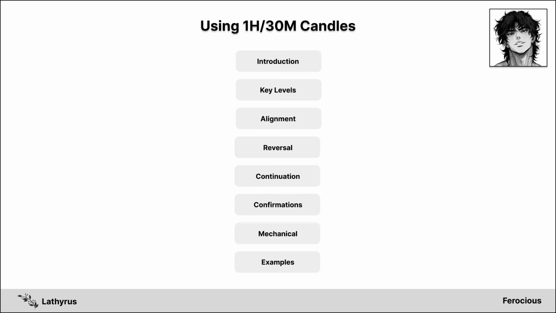Before I move on, I want to say I do not claim any of these concepts as my own. I'm just trading this day by day.